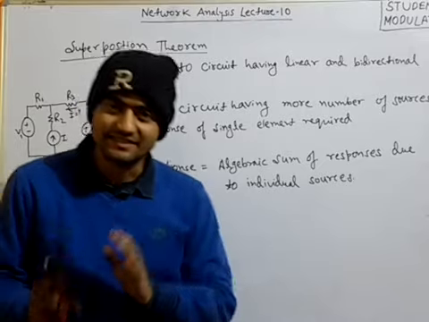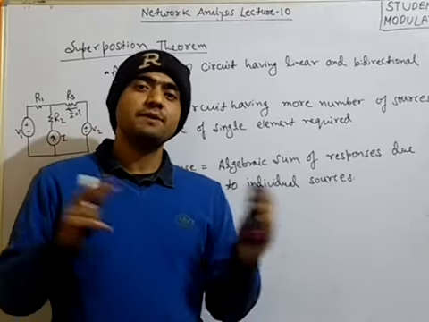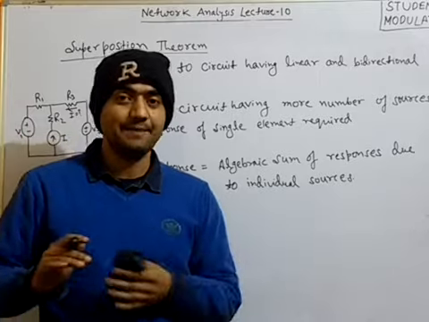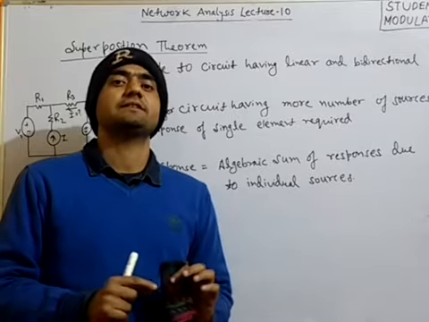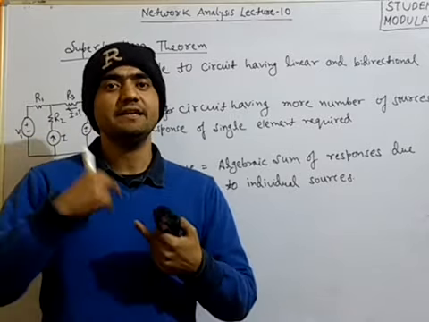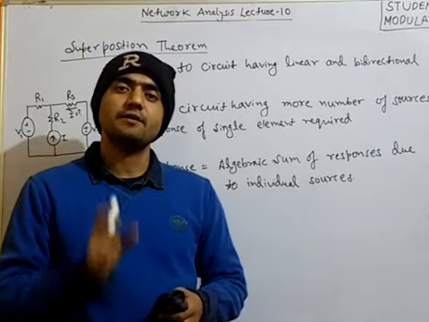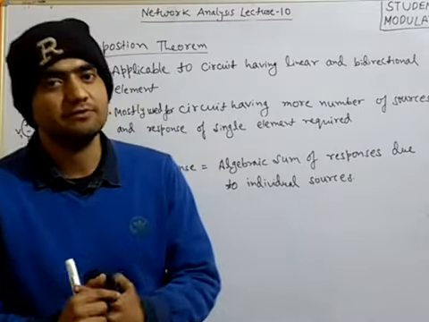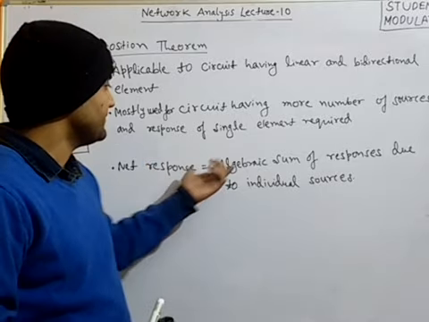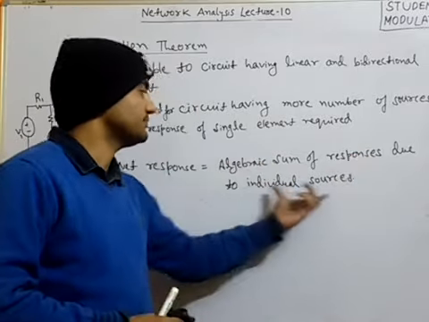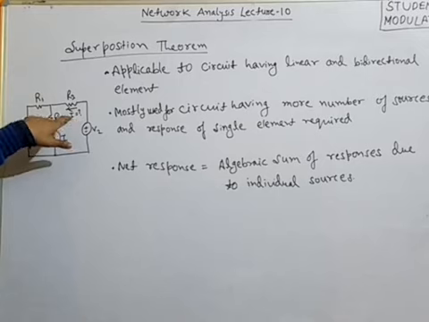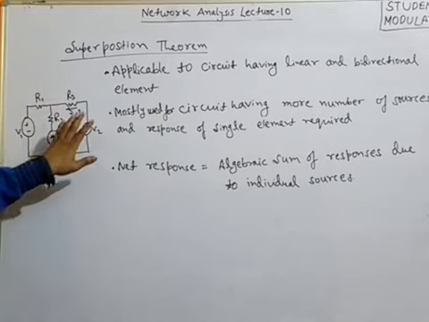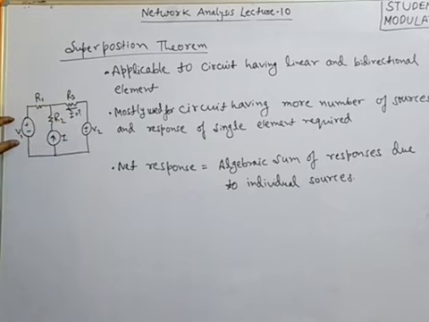Now come to the statement of the superposition theorem. It can be stated like this: the net response of an element will be equal to the algebraic sum of responses due to individual sources. Here we have to find the total current through R3, and we have three different sources: V1, V2, and the current source I.